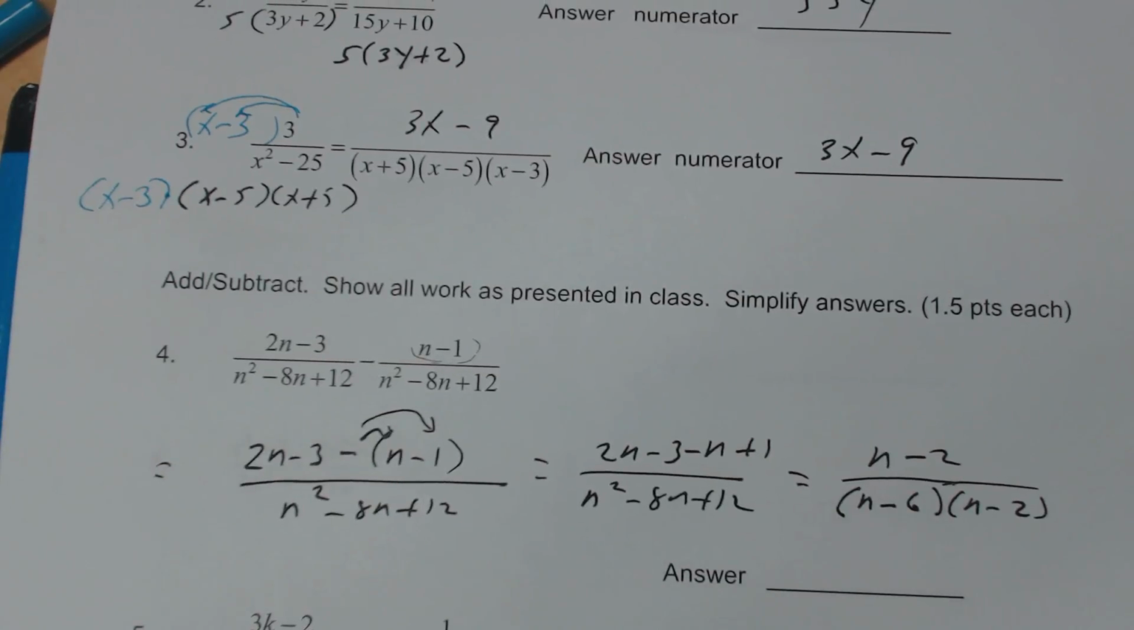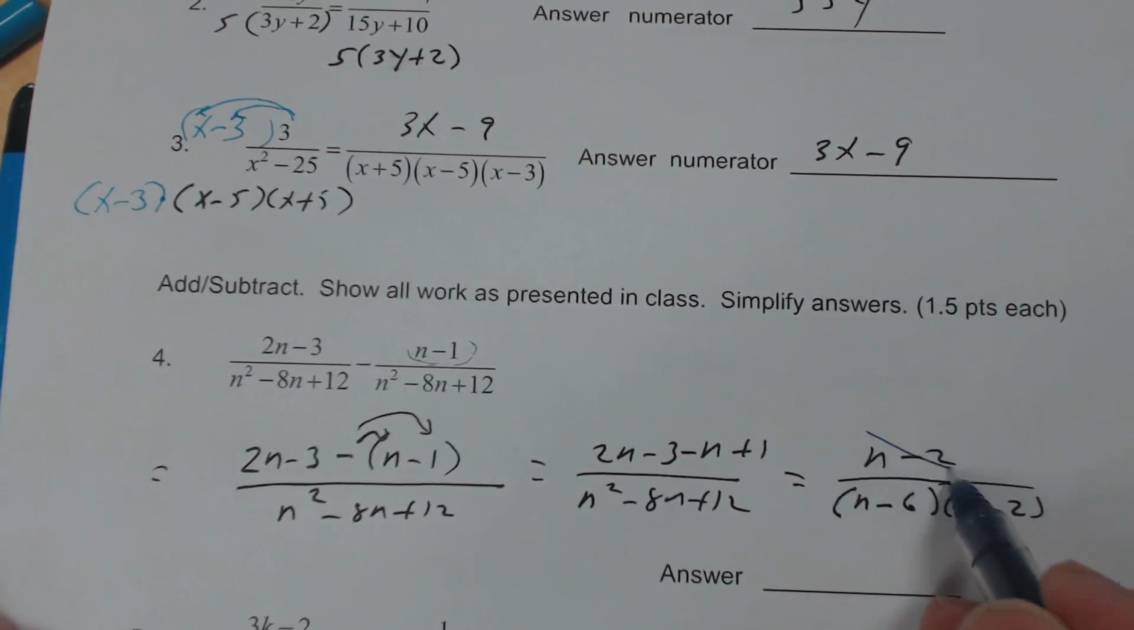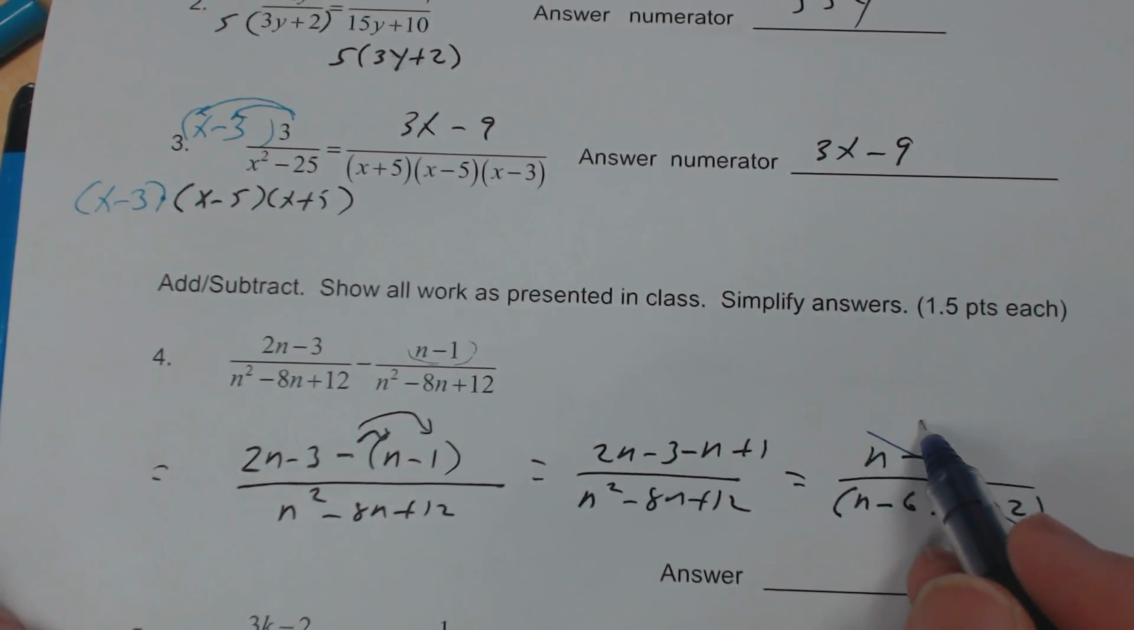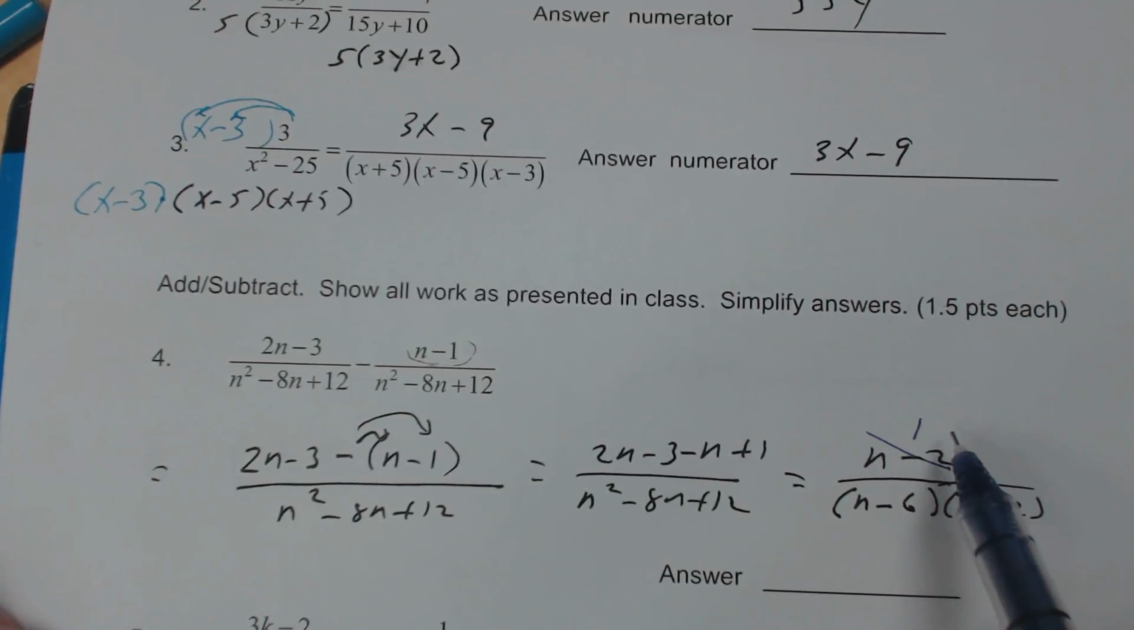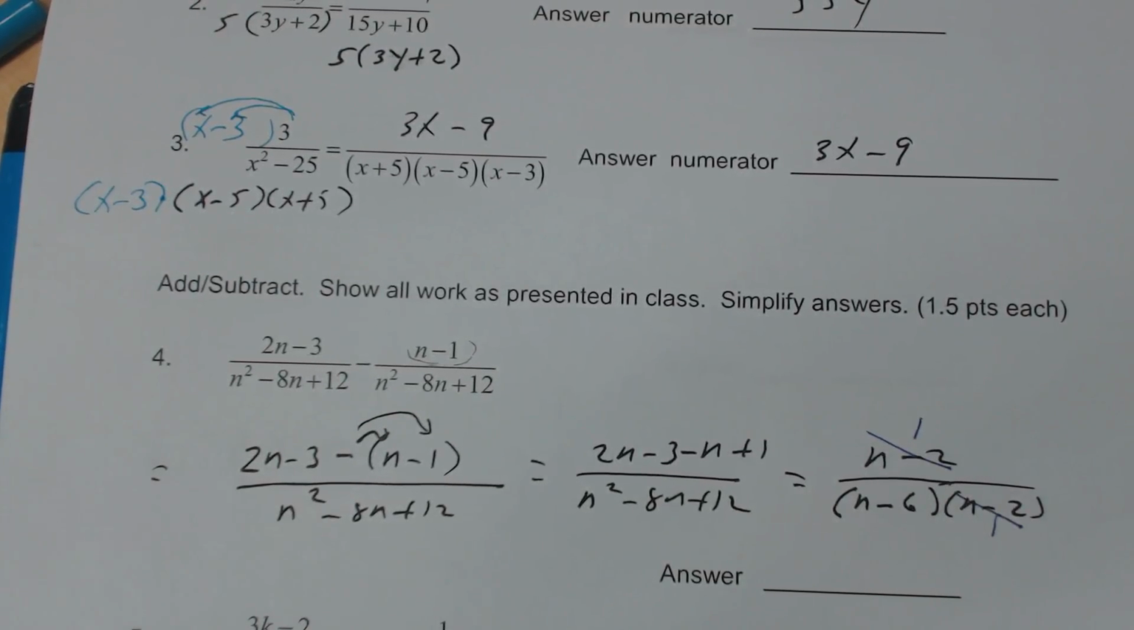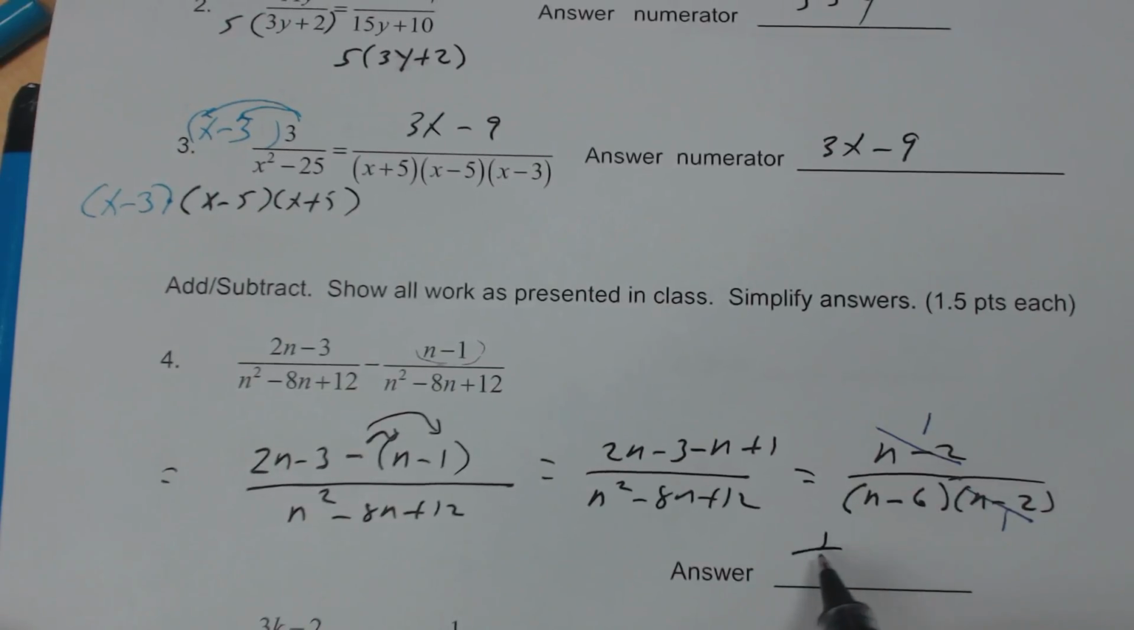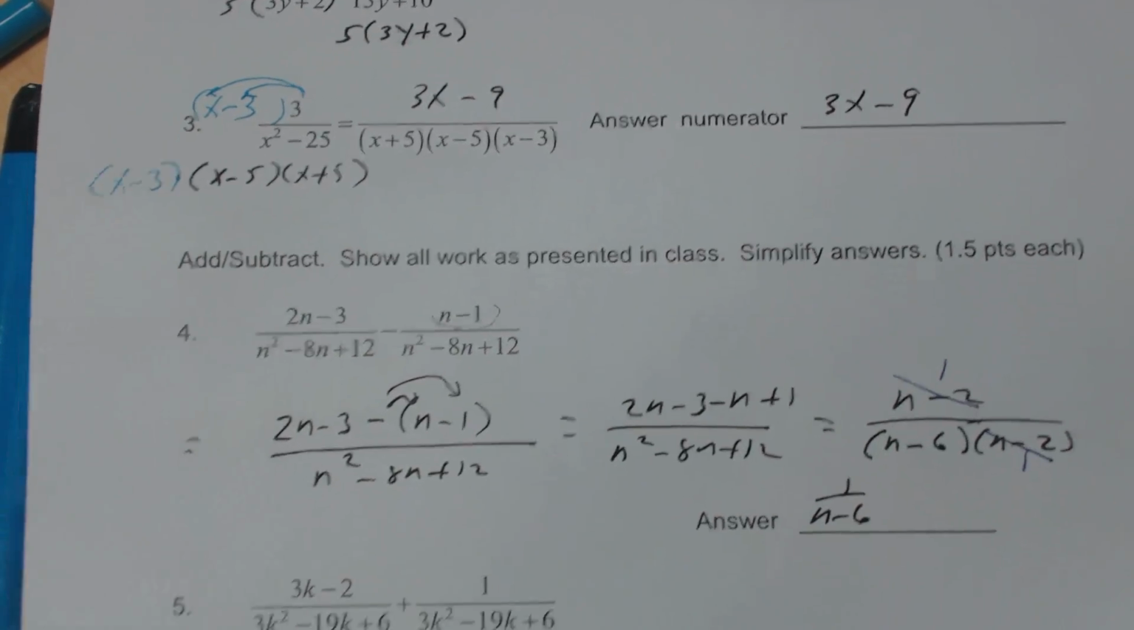So I can reduce the n minus 2's. Remember, when you reduce, you're left with factors of 1. And so the answer is going to be 1 over n minus 6. So 1 divided by n minus 6.